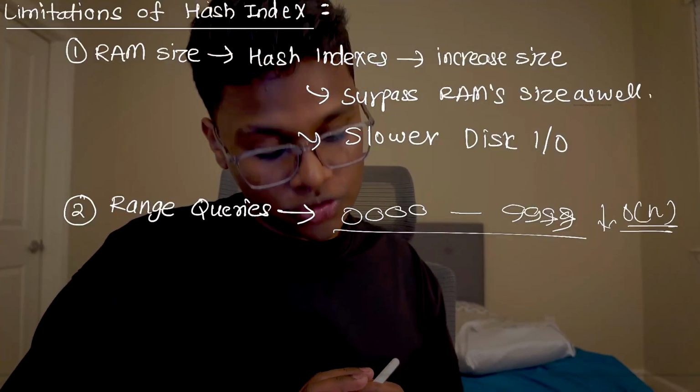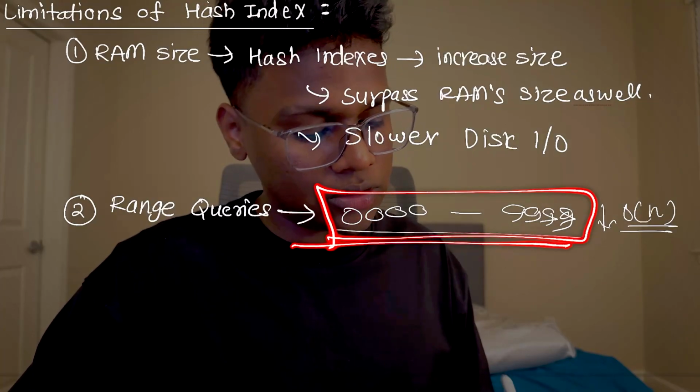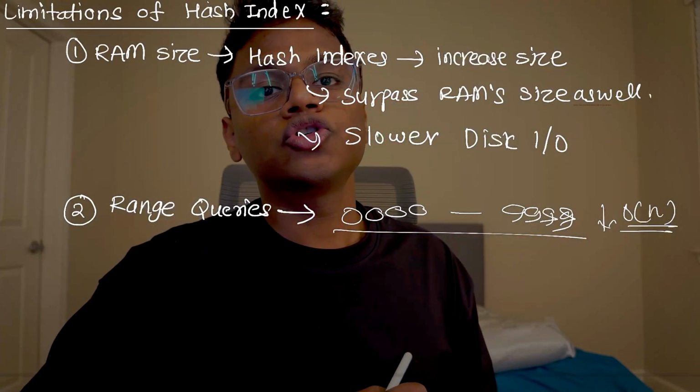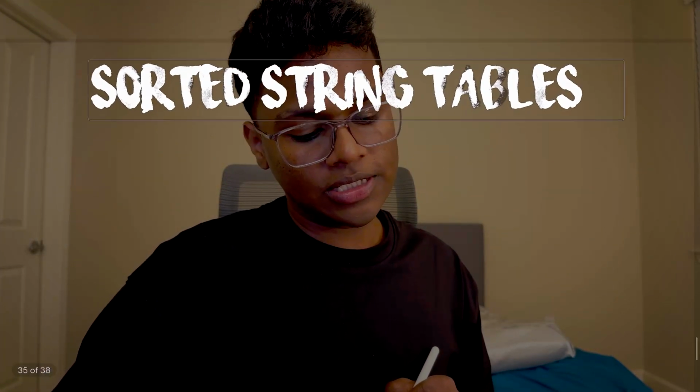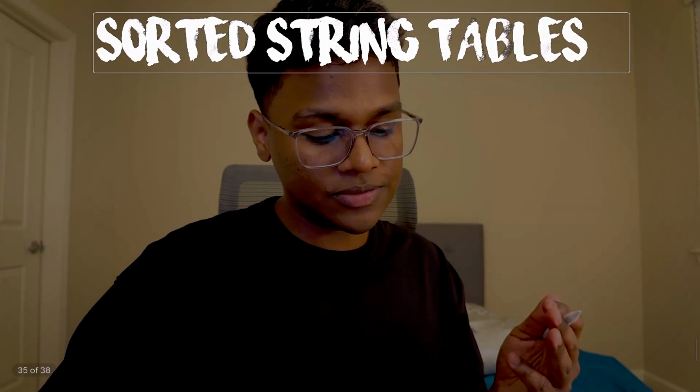Okay. So how do we solve these problems? There is something called sorted string tables. I know you might not know it. Obviously you don't know it, that's why you're here. So what are sorted string tables, right?